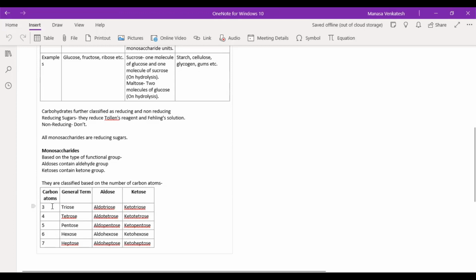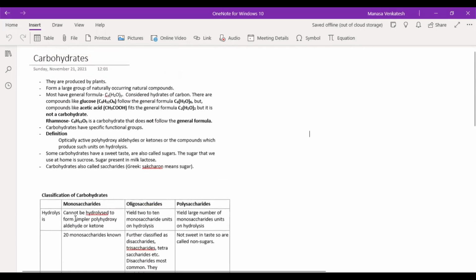Now, if they have three, the general term is triose, and if it's an aldose, it's aldotriose. If it's a ketose, it's a ketotriose. Next, you have four: tetroses, aldotetroses, ketotetroses. You get the idea, right? So these are the basic classification of carbohydrates.